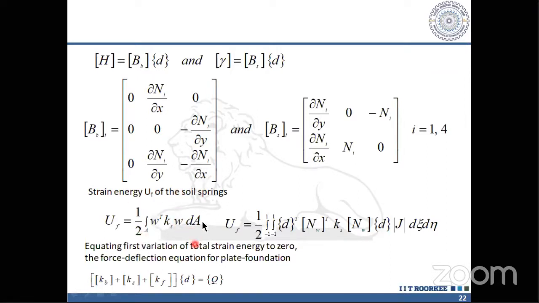Then we can have an equation, similarly, for the strain energy developed due to deformation of soil springs, which will be given by this equation. Again you can use shape functions for that, and we can have a formula for stiffness due to soil. So K equals KB plus KS plus KF. KB is the stiffness due to bending of the thick plate, KS is due to shear deformation, and KF is the stiffness due to foundation soil.